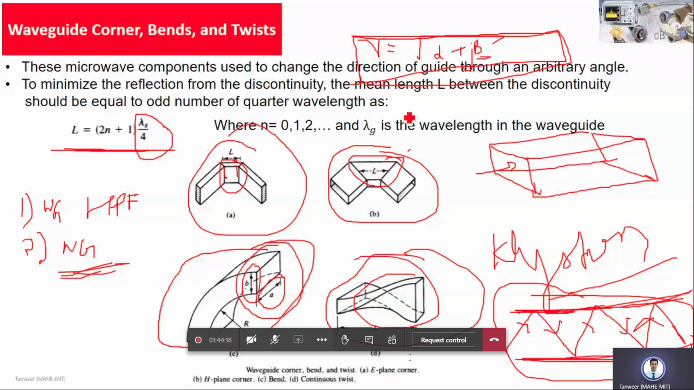Yeah, so that was all about your waveguide, microwave circuits and waveguide Ts. So this completes your portion for waveguide Ts and microwave components such as bends, twists, and corners. Yeah, if you have any questions for today's class, please ask.